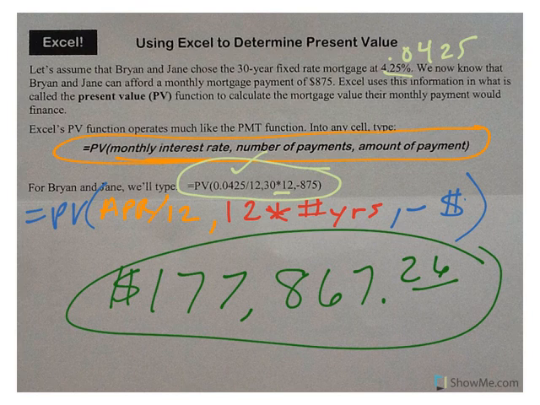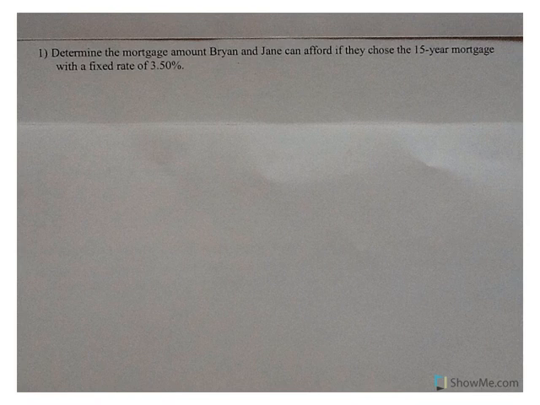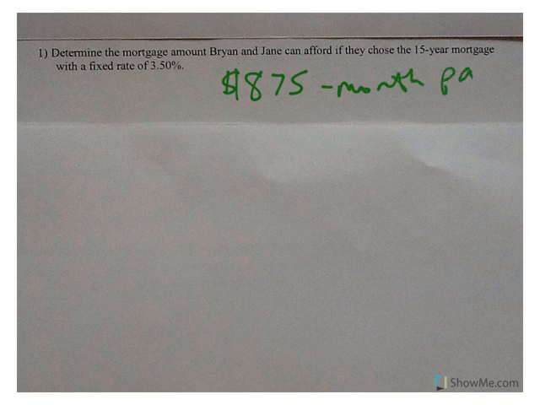Anything above that is going to put them in financial despair, or at least make things very, very tight, which nobody likes. All right, so now let's say, pretend they want the 15-year mortgage. So they can get a 15-year mortgage at a rate of 3.5%, still using $875 as their monthly payment.